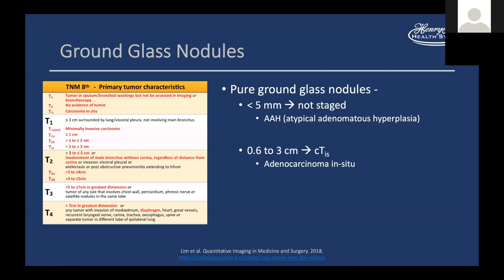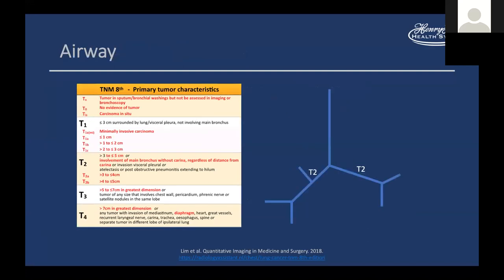For pure ground glass nodules that measure from 0.6 to 3 centimeters, these are considered clinical TIS, so adenocarcinoma in situ. And then nodules that are, again, pure ground glass but greater than 3 centimeters, these are T1A. And they most often correlate with a lipidic predominant type of adenocarcinoma. So aside from tumor sizing, the other characteristics that are described under the tumor descriptors are airway involvement.